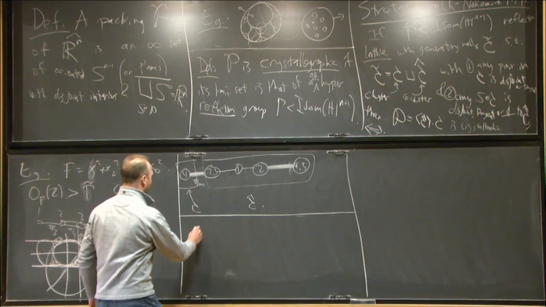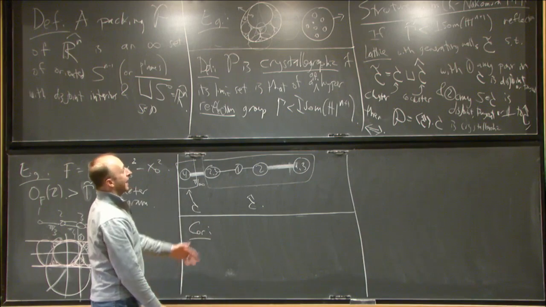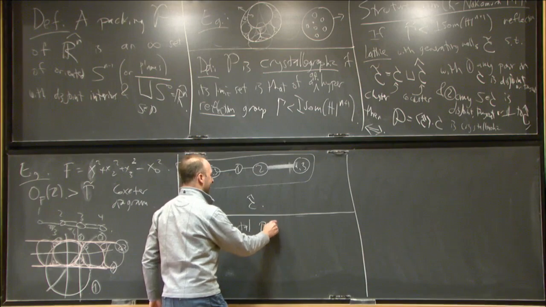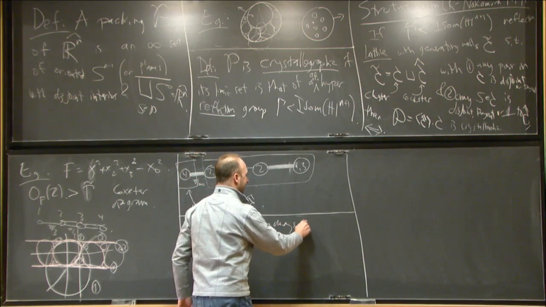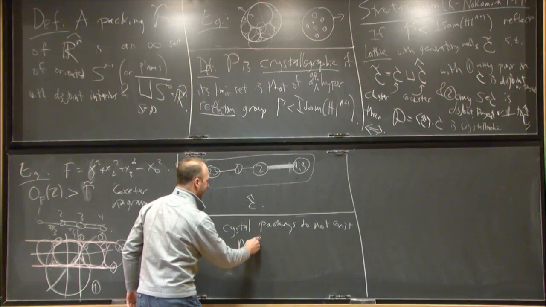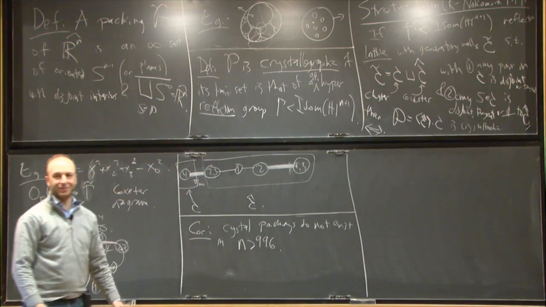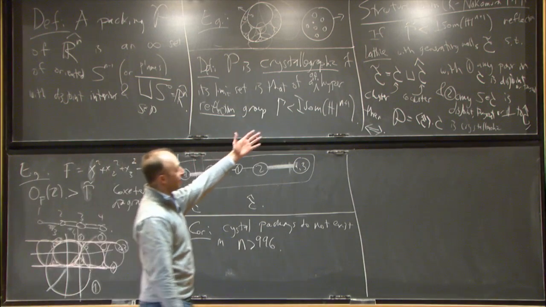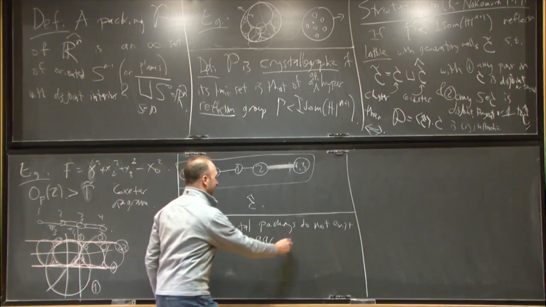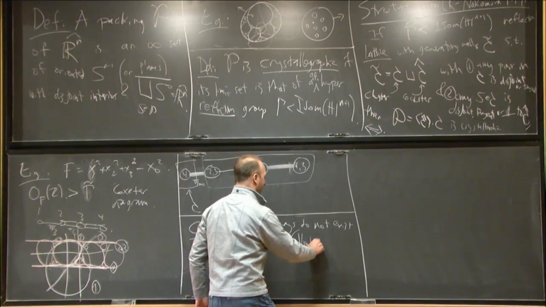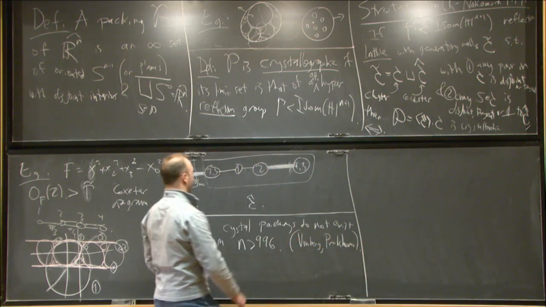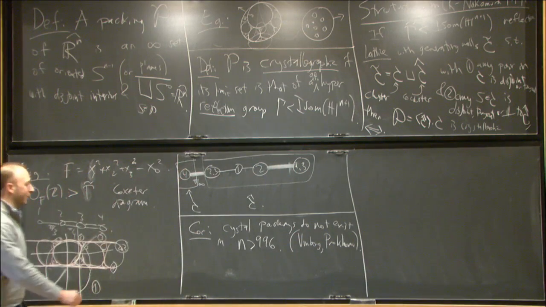One immediate corollary is that crystallographic packings do not exist in dimensions n greater than 1,000. And that's simply because hyperbolic reflection lattices do not exist in those dimensions. This is a corollary of work of Vinberg in the co-compact case and Prokhorov in general in the non-uniform ones, and these are non-uniform ones.